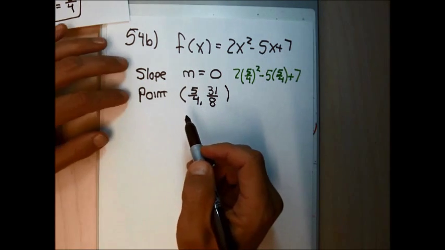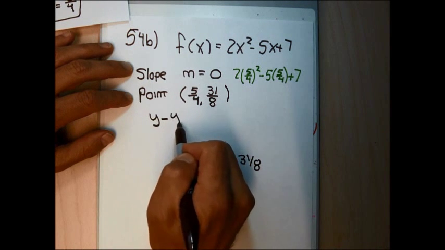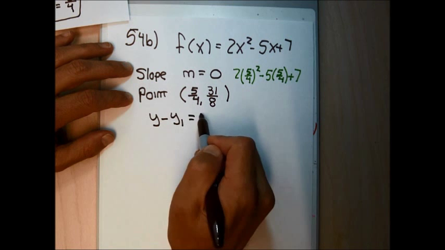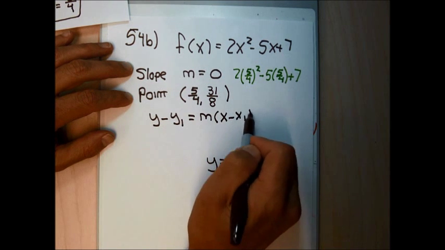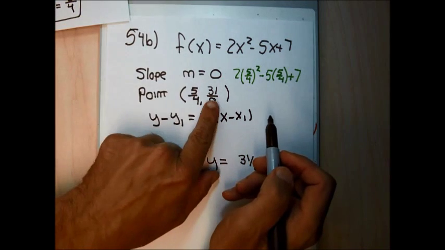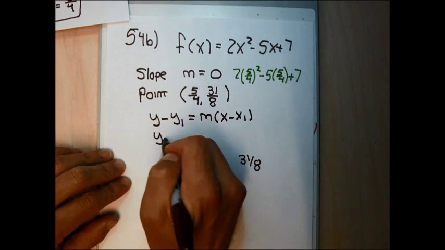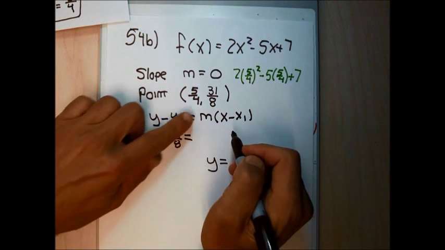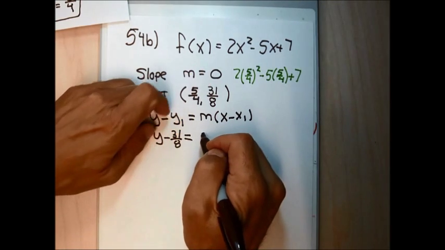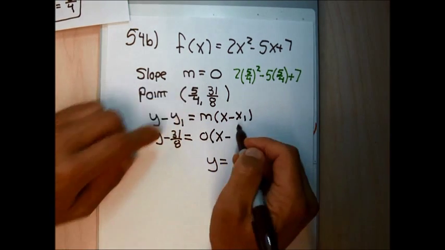So to find an equation of a line, if you have a point and a slope, you can use the y minus y1 equals m times x minus x1 formula. And when I use that, what I'm going to do is take the y-coordinate of the point and plug it in for y1. So in for y1, I'm going to plug 31 over 8. I'm going to take the slope of the line and plug that number in for m. And I'm going to take the x-coordinate of the point and plug that in for x1.